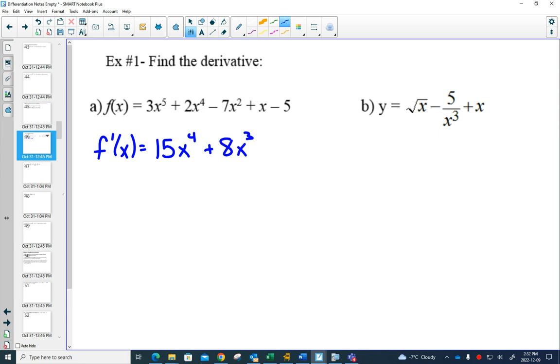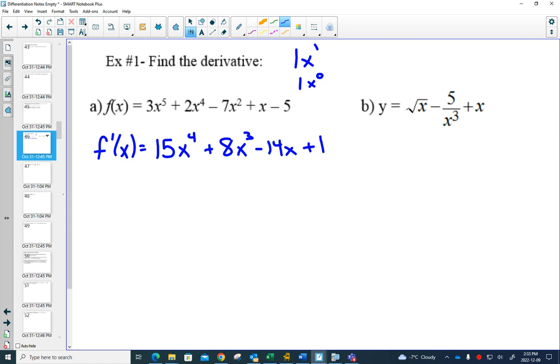Then we go to the negative 7x squared. The 2 would come out in front, multiply by the 7, give us negative 14x, subtract 1 from the exponent. I wouldn't have to write a little 1 there, because I just have an x that's left. Then the x, what would happen with an x? It just becomes 1. You could think of it like this, right? The 1 would come out in front, hit the 1, give you the 1. Subtract 1 from the exponent would give you x to the 0.